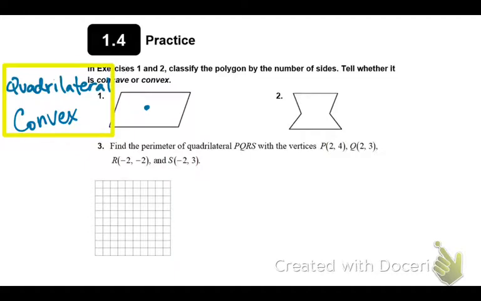Number 2, how many sides are there? 6, which makes it a hexagon. And then convex or concave? Concave. Because 2 of the sides cave inwards towards the center.